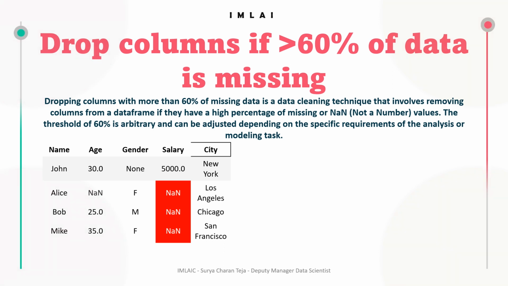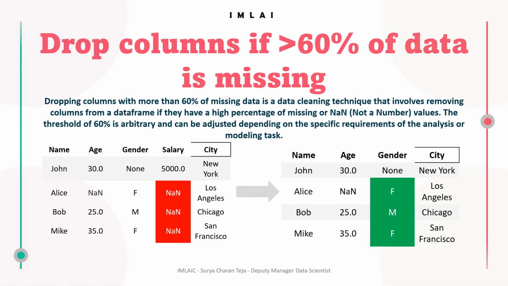So this is our data set. It's again a customer data which consists of 5 columns. Out of that, in the salary column, 3 values are missing. Total 4 rows, out of that 3 values are missing. Now more than 60% of data is missing in this column. So what can we do when most of the column is empty? Simply we will remove that column itself. You can see that the salary column is completely removed.